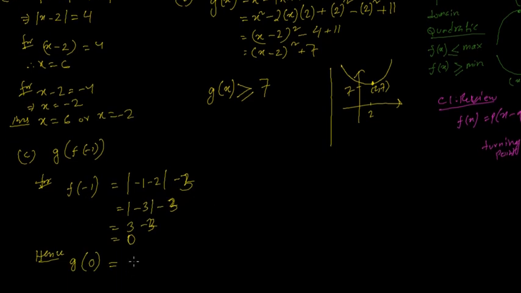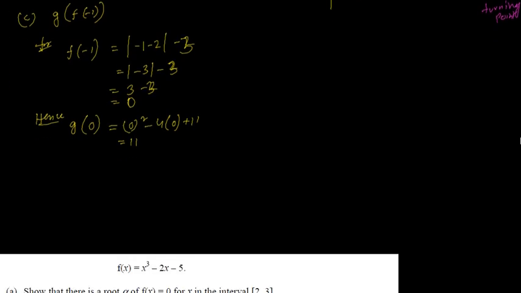So it will be 0 squared minus 4 times 0 plus 11 equals 11. So g of f of minus 1 is g of 0, which is 11. Let's move on to the next one.